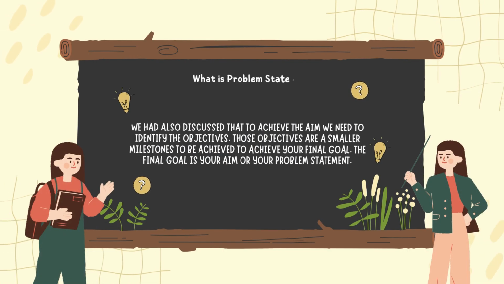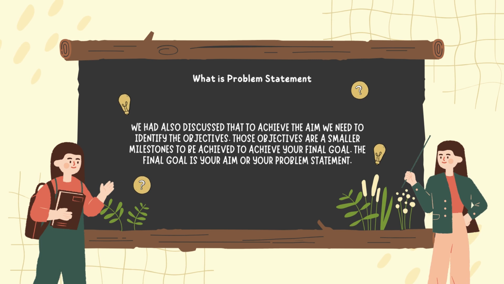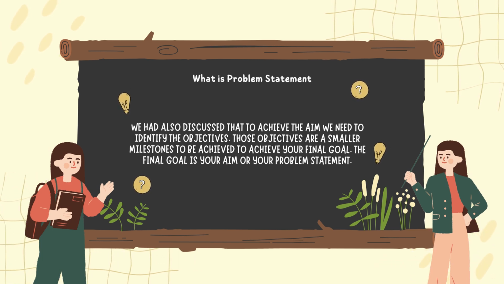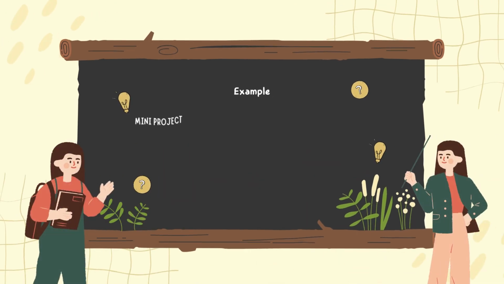We had also discussed that to achieve the aim, we need to identify the objectives. Those objectives are smaller milestones to be achieved to reach your final goal. Your final goal is your aim or your problem statement.